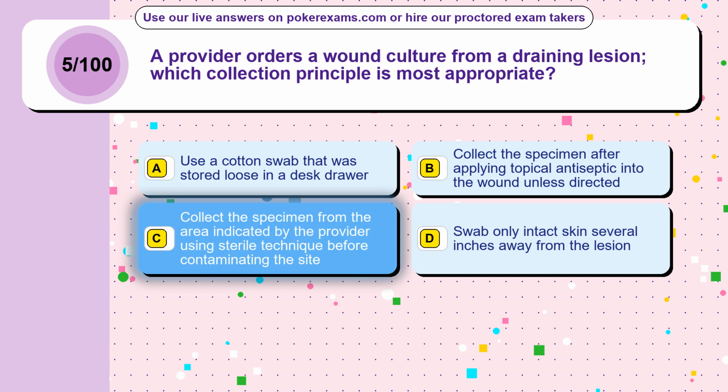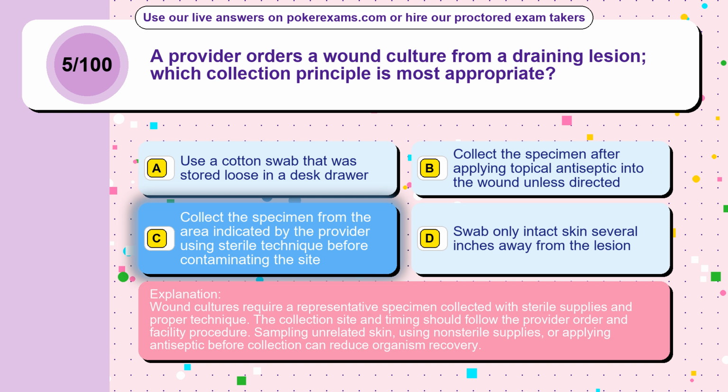The correct answer is option C. Collect the specimen from the area indicated by the provider using sterile technique before contaminating the site. Wound cultures require a representative specimen collected with sterile supplies and proper technique. The collection site and timing should follow the provider order and facility procedure. Sampling unrelated skin, using non-sterile supplies, or applying antiseptic before collection can reduce organism recovery.